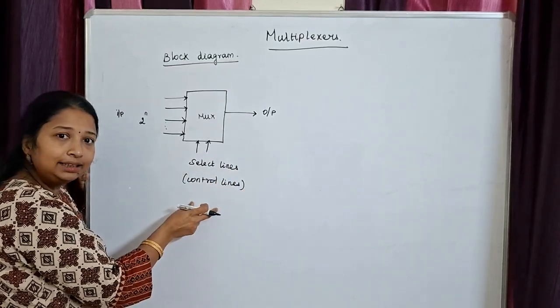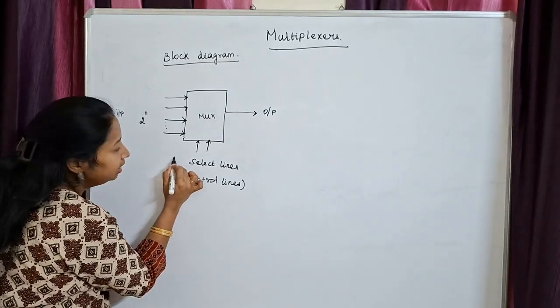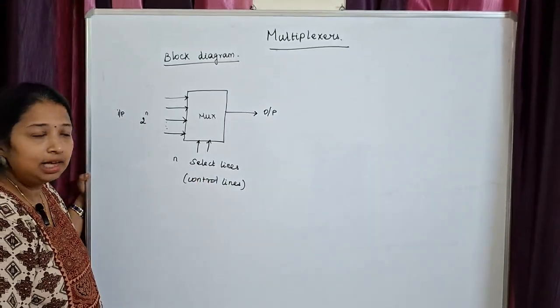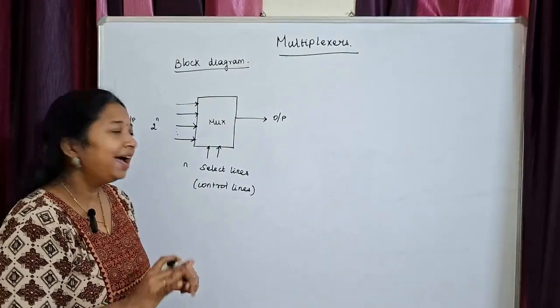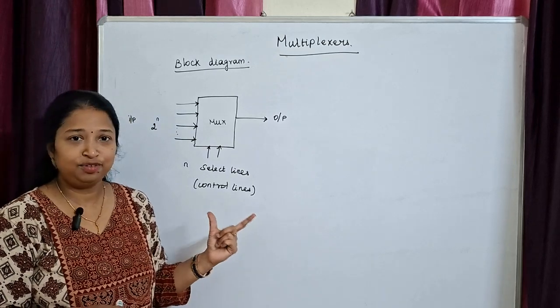And how many select lines do you need? It will require n select lines. If you have got 2 power n inputs, then you will require n select lines. I'll explain with an example so that it will be easy for you to relate.